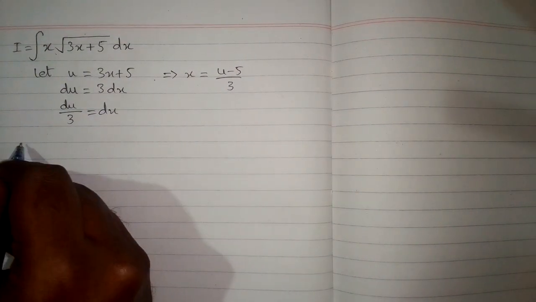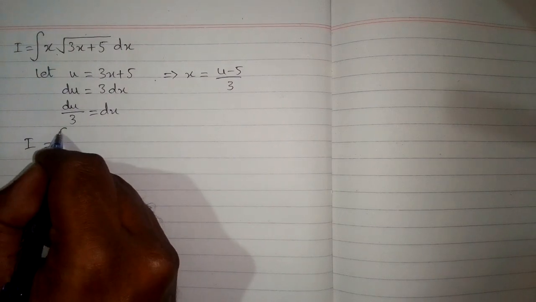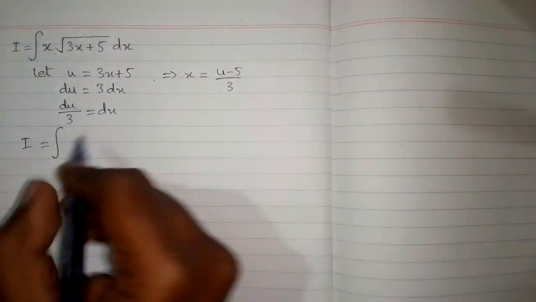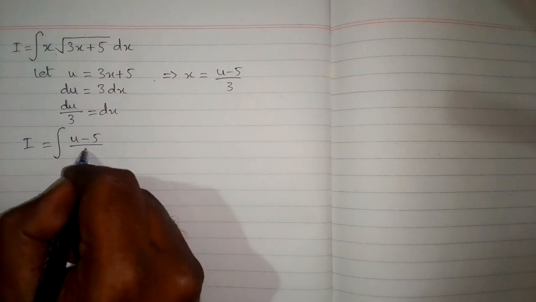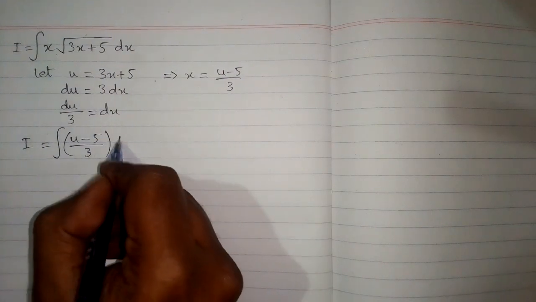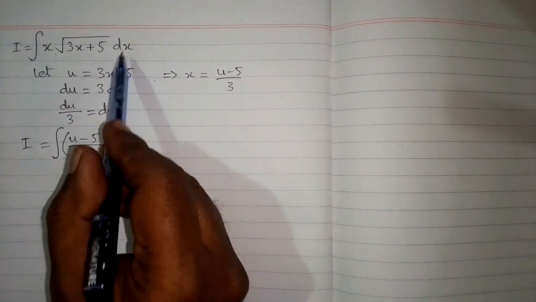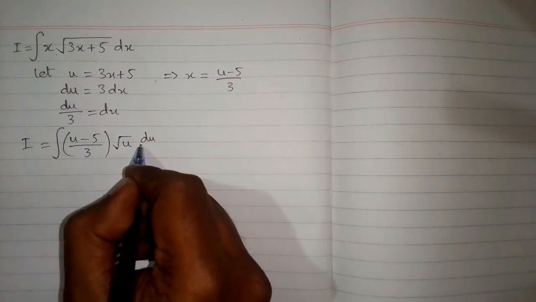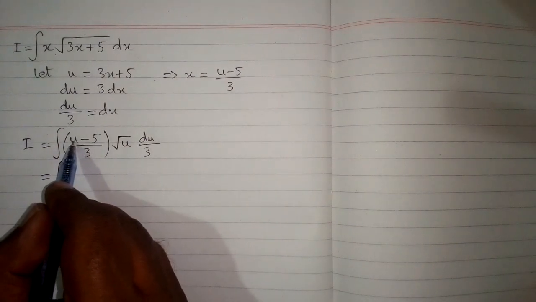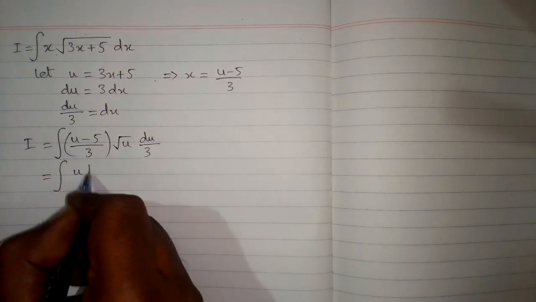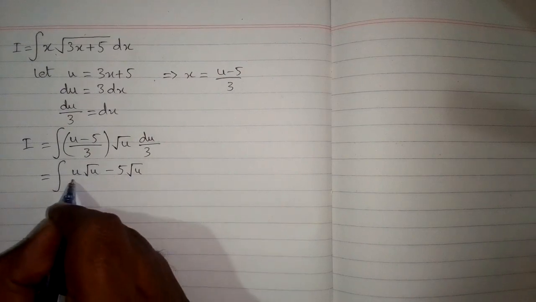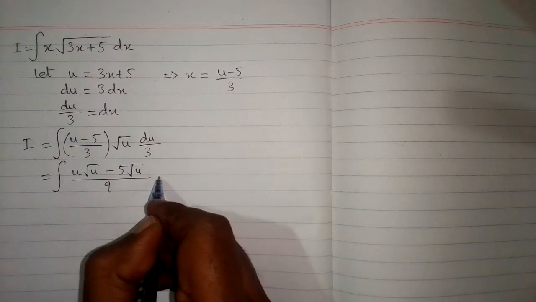Now we will substitute all the values in this integral. So we put u minus 5 upon 3 in place of x. Then we will put u in place of 3x plus 5. So we have the square root of u multiplied by dx, and dx is du upon 3. Now we will multiply u by this square root of u, so we have u times the square root of u, then minus 5 times the square root of u, upon 3 multiplied by 3 is 9, du.